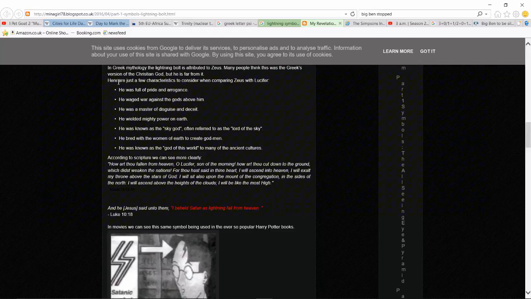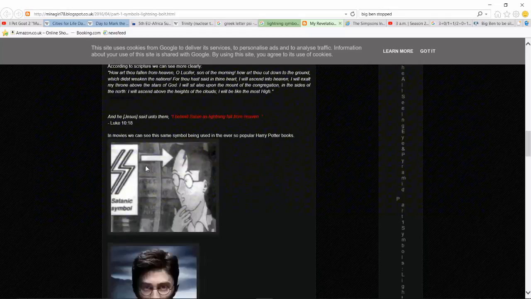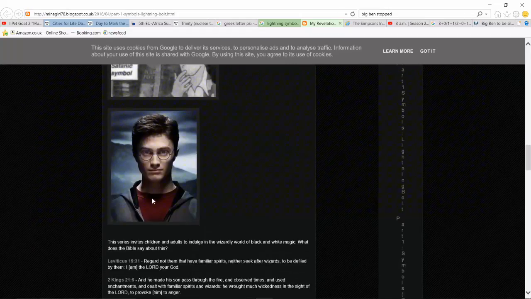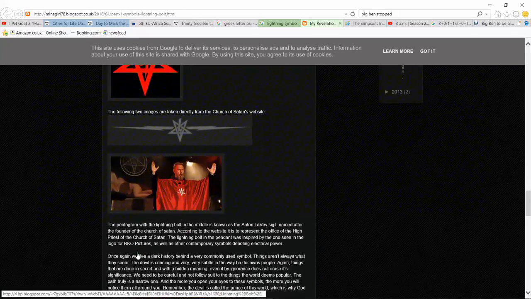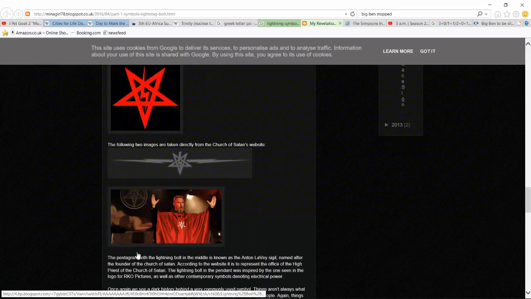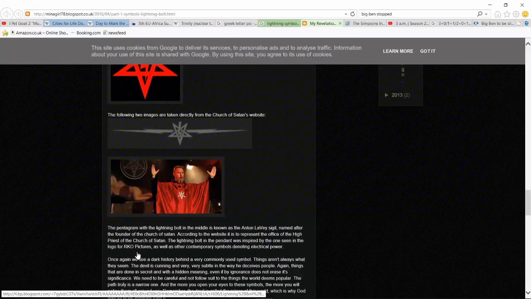So the Greek god Zeus appears to be the Christian version of Lucifer, Satan, the devil, evil incarnate, basically. So you've got the lightning symbol again being used in Harry Potter, for example, and on this website it's listed a couple of verses where it talks about sorcery and wizards and stuff like that, and how you should stay away from it, which is interesting because I believe in the words of the Bible. So according to this, sorcery and magic is real, and you should stay away from it.